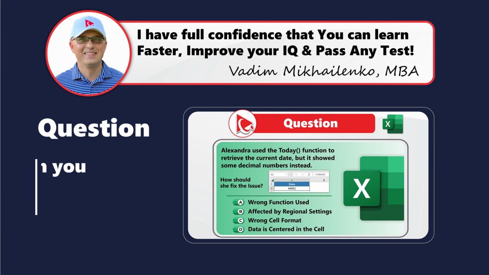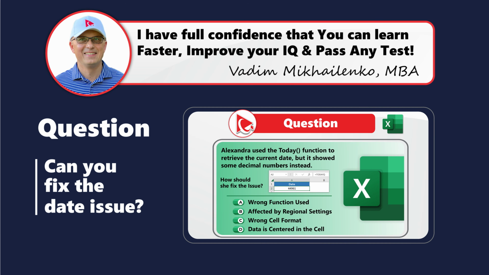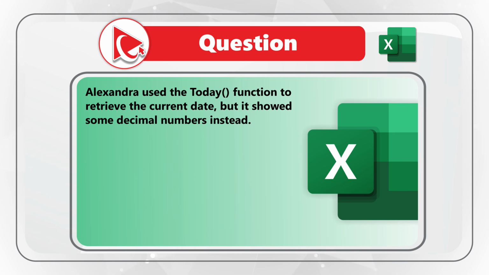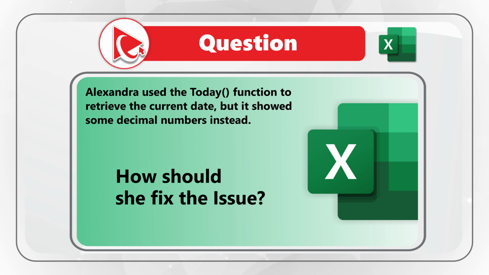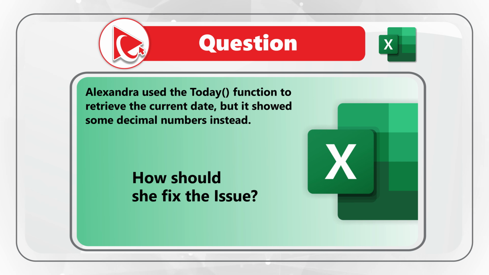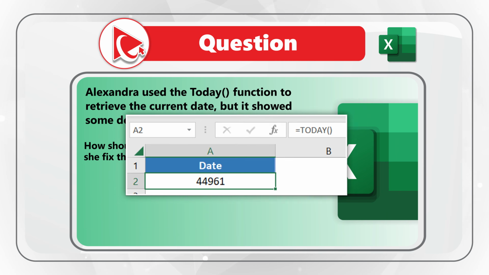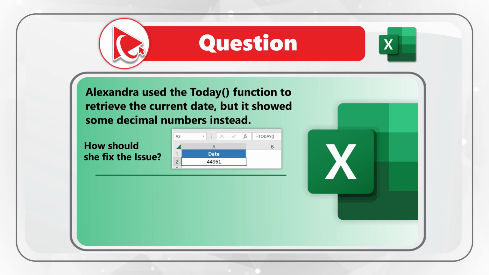Here's an amazing question which is not as easy to solve as it seems. Alexandra used the TODAY function to retrieve the current date, but it showed some decimal numbers. How should she fix the issue? You're presented with a snippet from Excel, which shows the date as well as the format in cell A2. And it shows that in the formula bar, it used the TODAY function. And you need to select one of the four different choices.